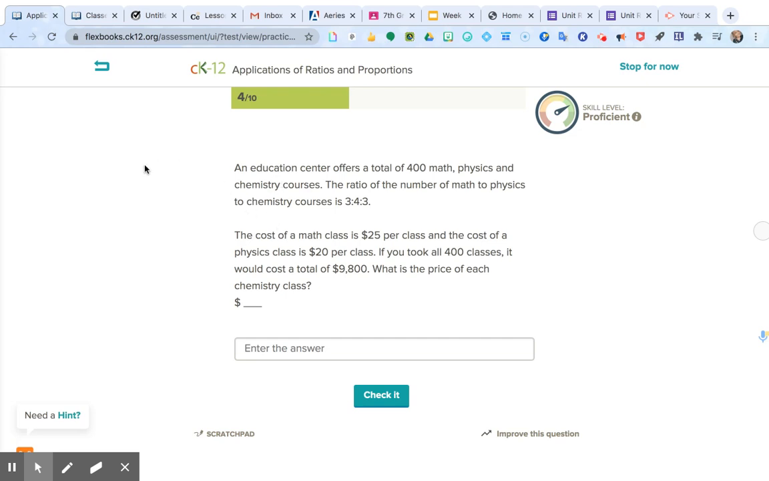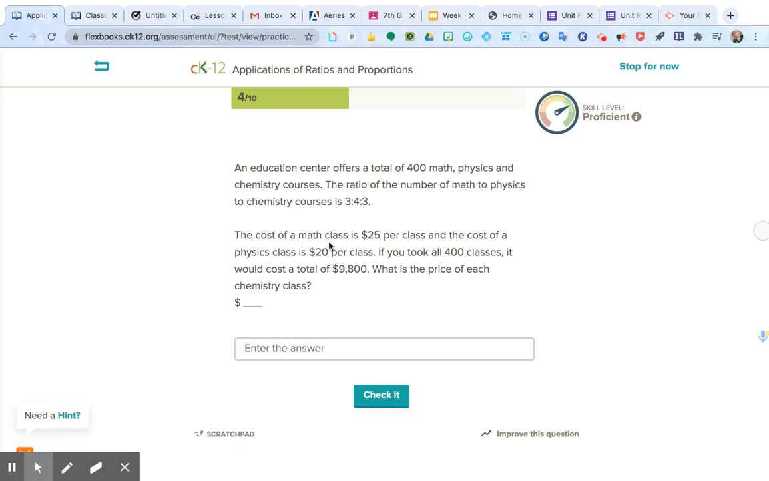Alright guys, so I'm going to go over how to do these problems right here. An education center offers a total of 400 math, physics, and chemistry courses. The ratio of the number of math to physics to chemistry courses is 3 to 4 to 3.